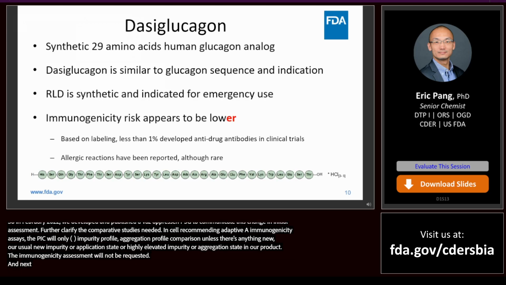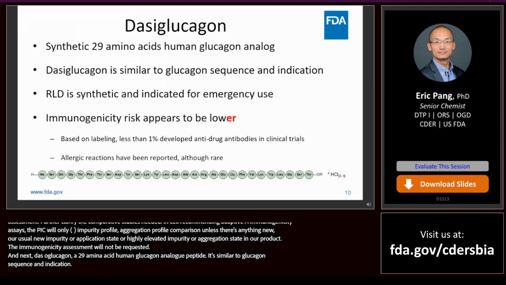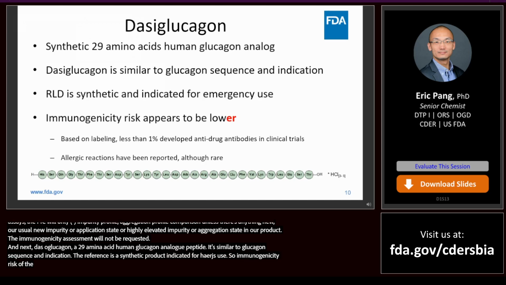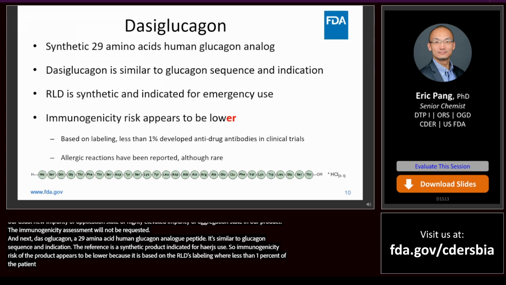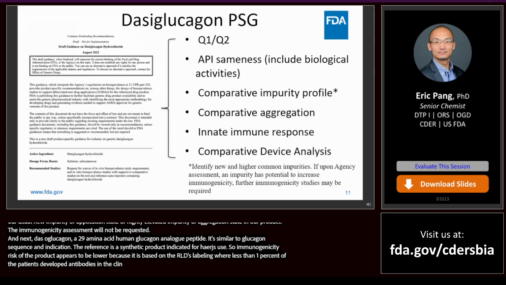And next, dasiglucagon. Dasiglucagon is a 29 amino acid human glucagon analog peptide. Dasiglucagon is similar to glucagon in sequence and indication. The reference is a synthetic product that is indicated for emergency use. So the immunogenicity risk of the peptide appears to be lower because, based on the RLD's labeling, less than 1% of the patients developed anti-drug antibodies in the clinical trials.